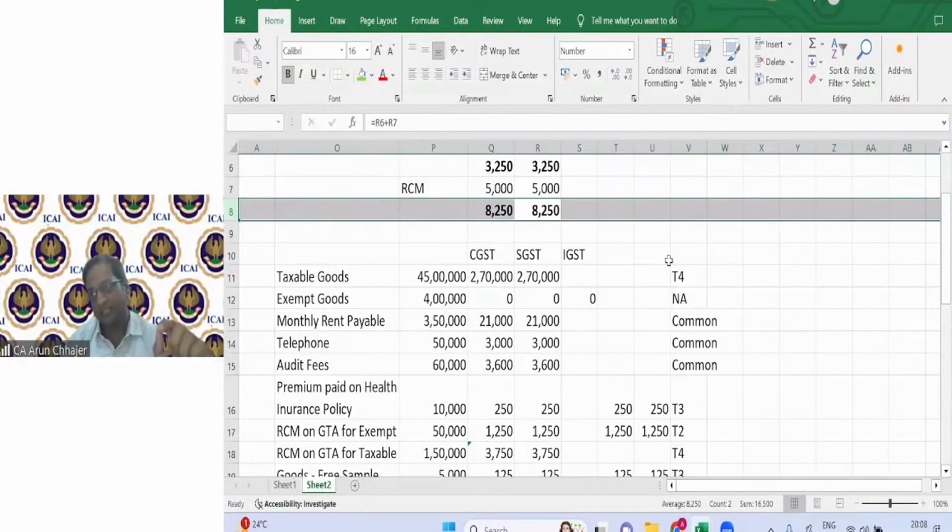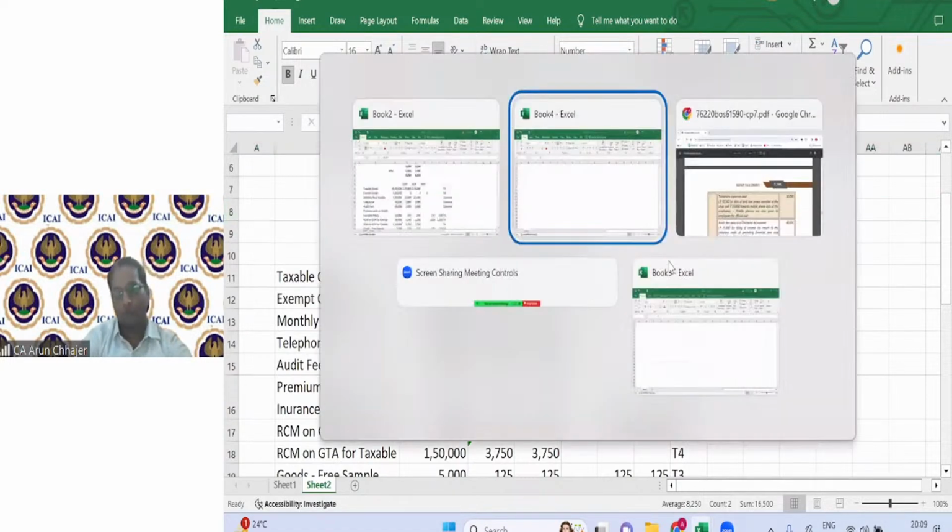Is it clear? The question is on the same pattern, so I'm not required to explain anything. If you have any doubt, kindly ask me. I will wait 2 minutes and then we will start the next question number 20. Any point which you would like to tell me? Is it clear? Let's go to question 20.